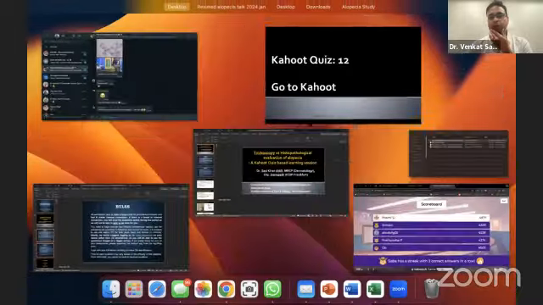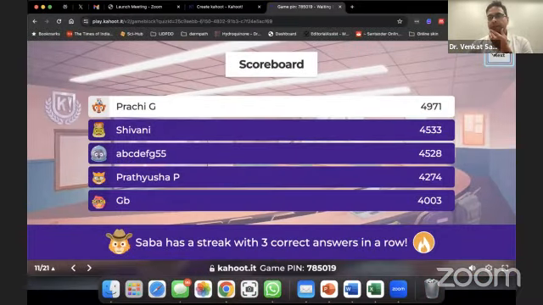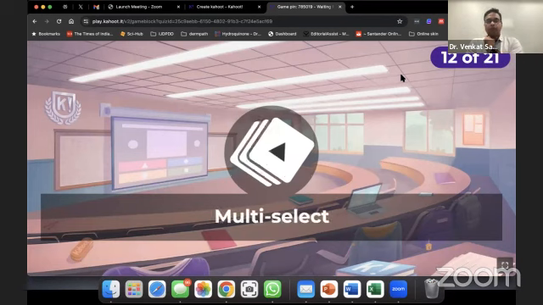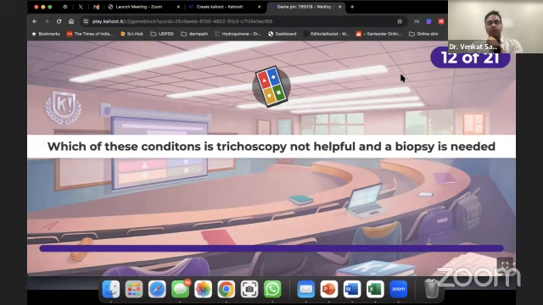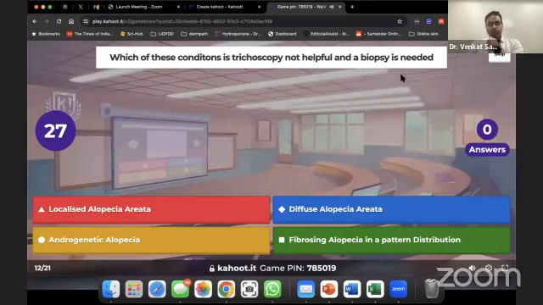So this brings us on to Kahoot quiz number 12. So 12 of 20, multi-select. Which of these conditions is trichoscopy not helpful and a biopsy is needed? Localized alopecia, androgenic alopecia, diffuse alopecia areata, and other alopecias.